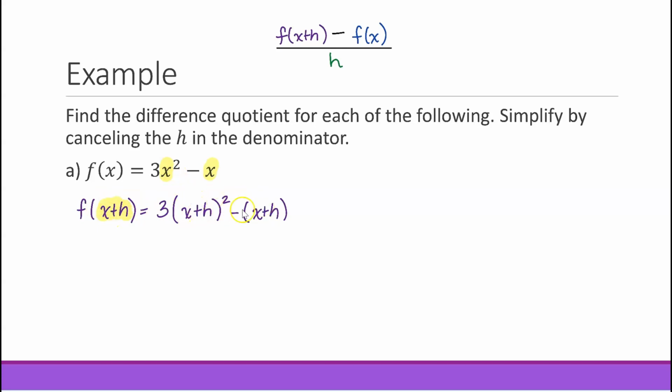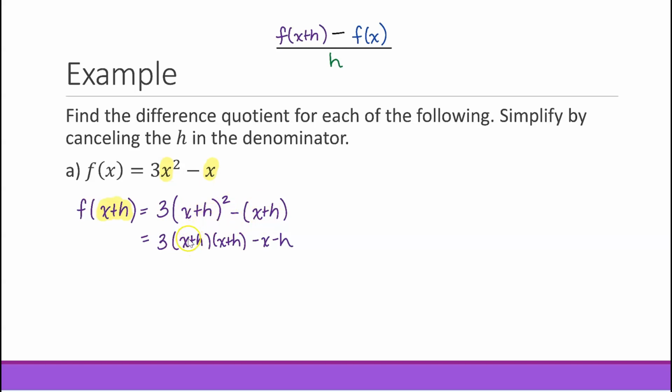All right, now I'm going to distribute all of this out. So this is going to be 3 times x plus h times x plus h, minus x minus h. Let's remember, I cannot distribute an exponent. That's not a thing. It's a very common mistake. Here, I am distributing the negative to each term, so I want to be careful to make sure to do that: minus x minus h.